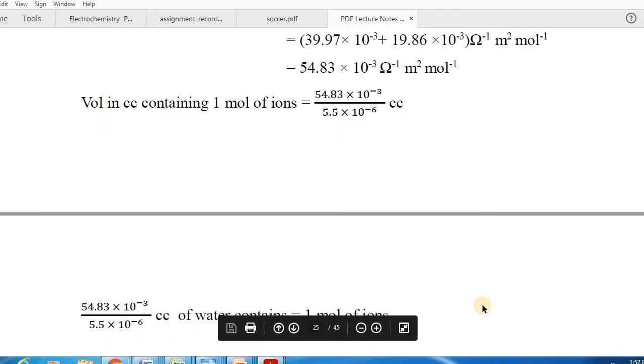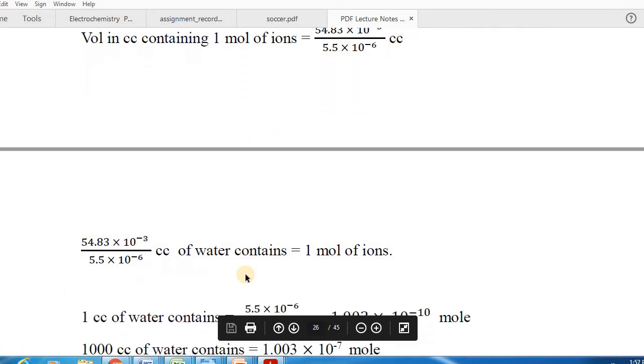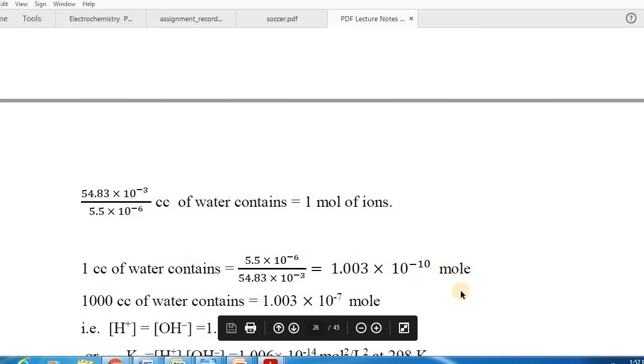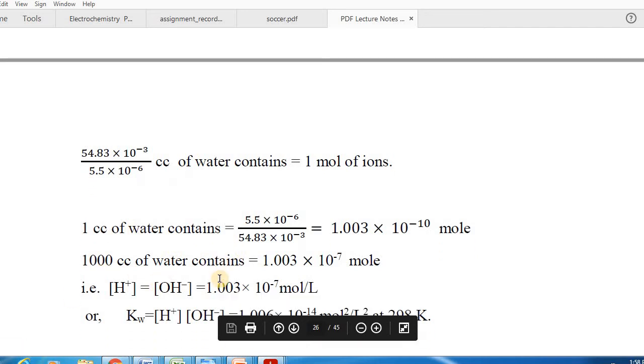Now this volume of water is containing 1 mole of the ions. So 1 centimeter cube of water will contain 1.003 into 10 to power minus 10 mole of ions. And if we talk about the 1000 cc of water, in 1000 cc of water we will have 1 into 10 to power minus 7 mole. So by conductance measurement we are able to find out how many moles of these ions will be present per liter of water, which we wanted to know.